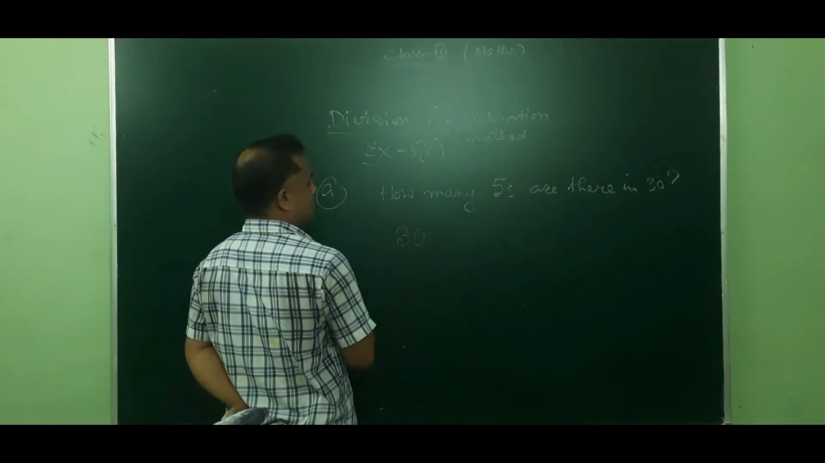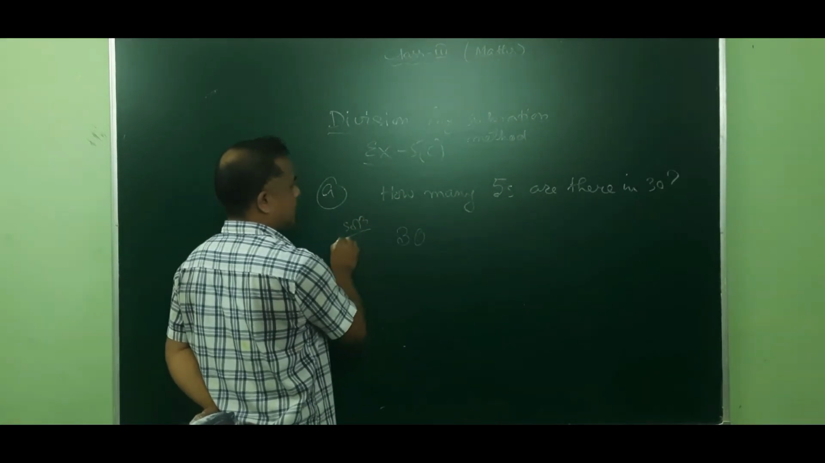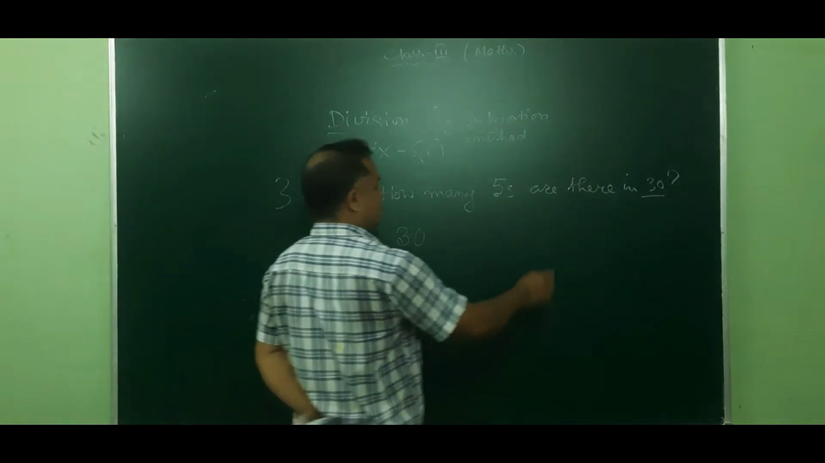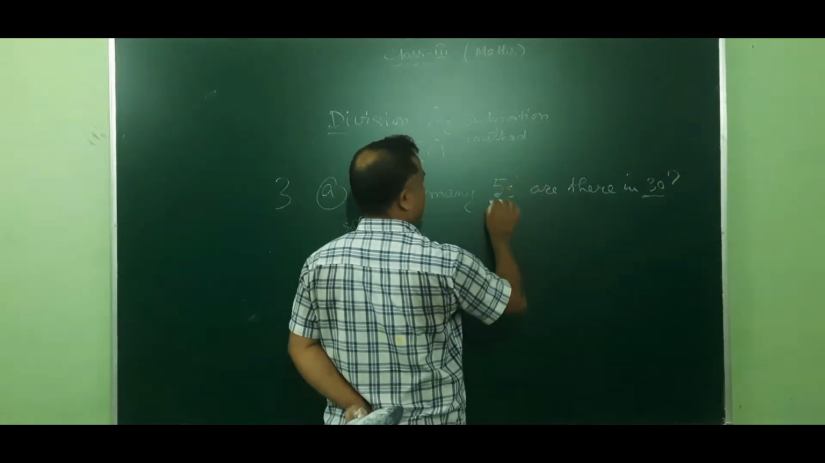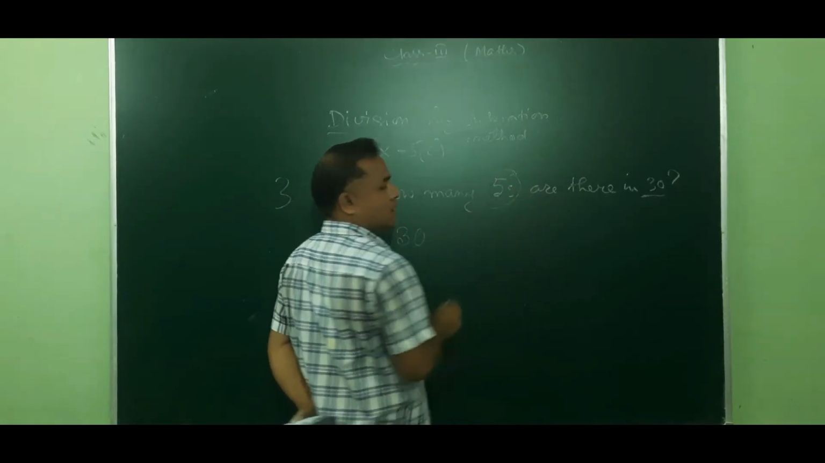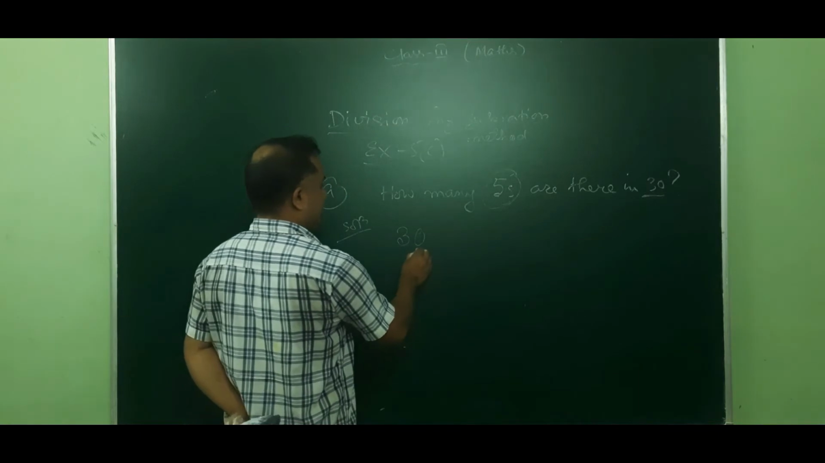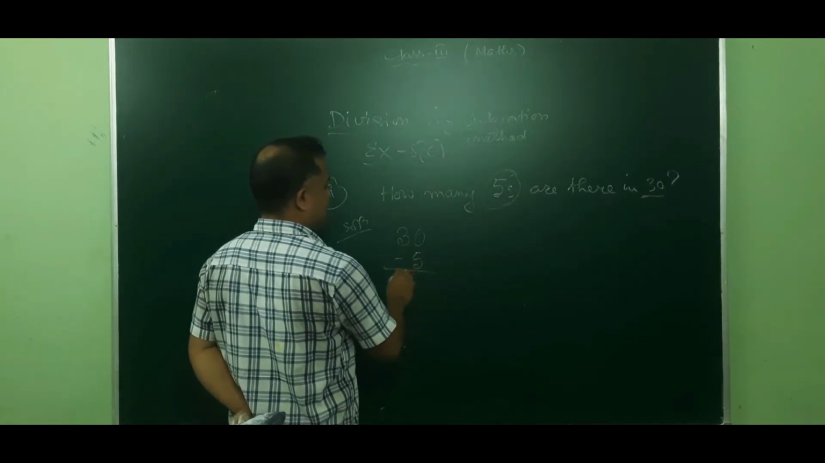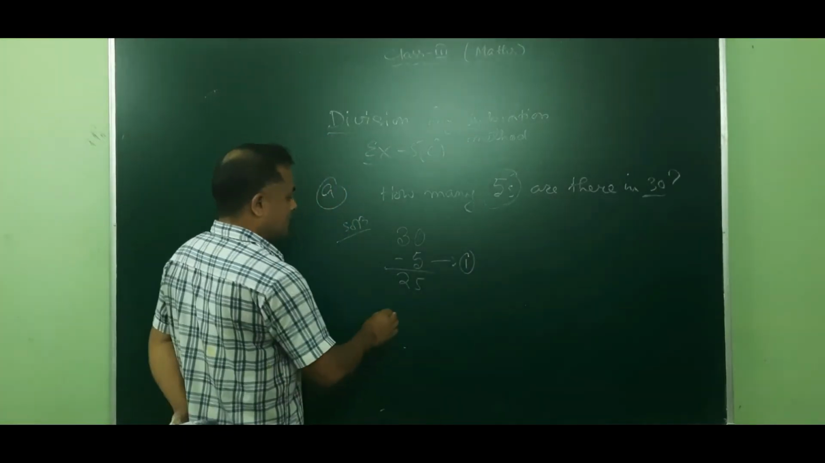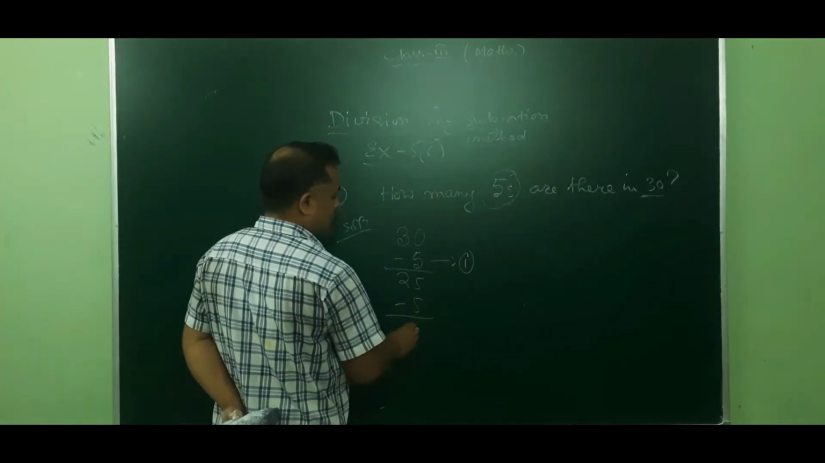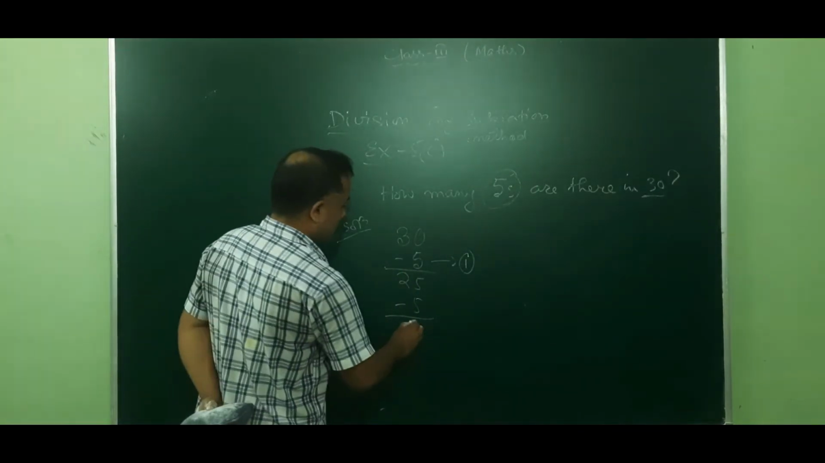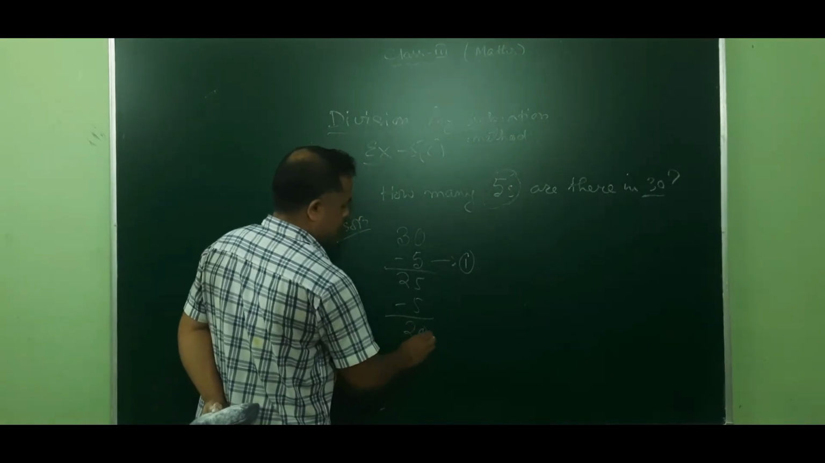Let's see the solution. This 30, the total, we will take as the dividend, and by whom do you have to divide? These 5s we will assume as the divisor. Now when we subtract 5, it becomes 25. So one step goes. Another 5: we will go on subtracting until we get 0. So we get 20.